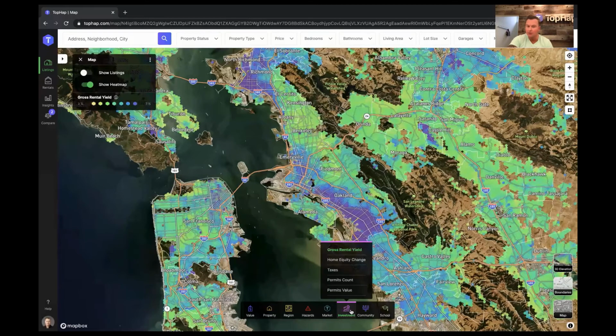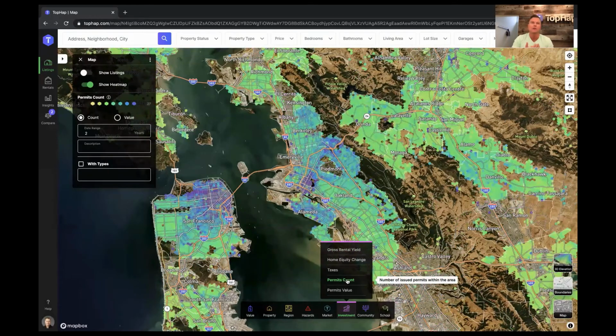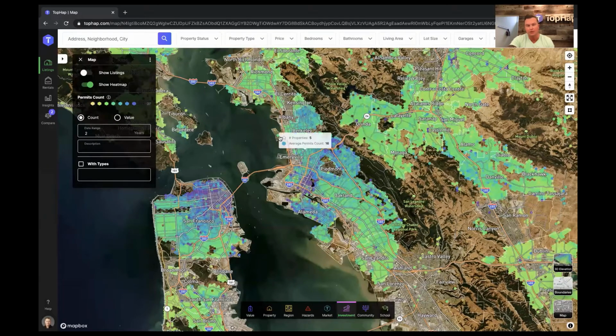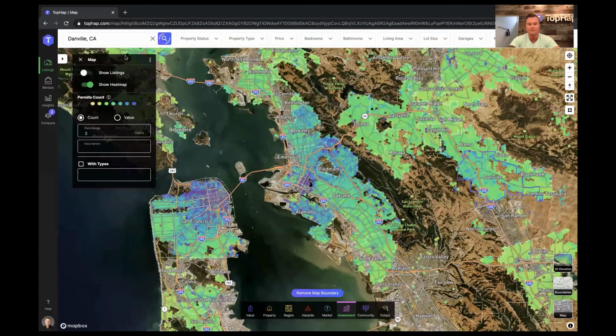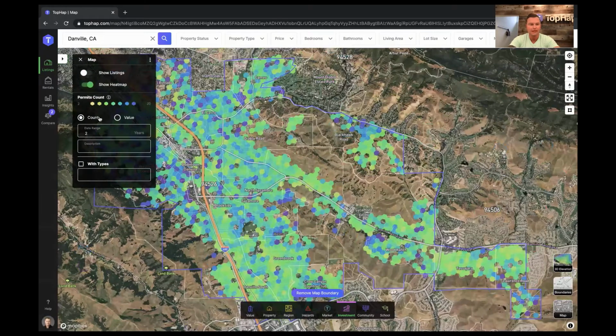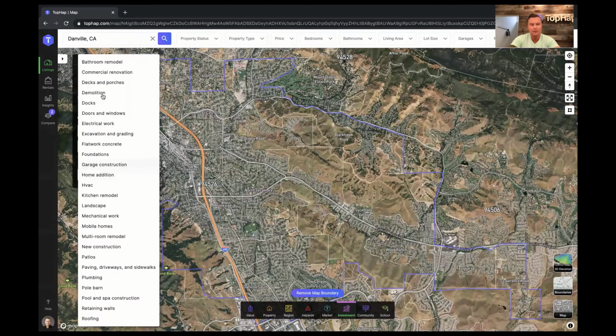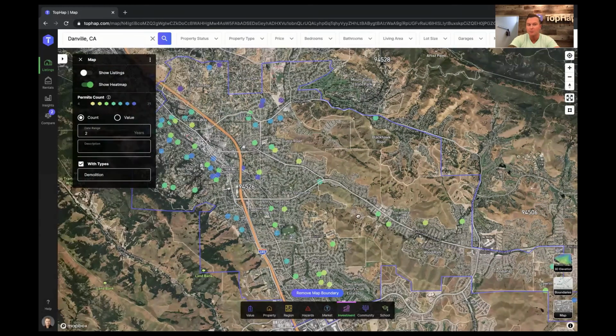Permit information is also something that I had a very hard time finding. We show you permit counts. So if you really want to understand the type of permit activity that's going on within a community, either now or over a course of a number of years, you can make your selections here. So let's go back to Danville. And let's take a look at all permits in the last 2 years. Let's talk about demolition. I want to see all the homes that were demoed because new construction properties are coming.